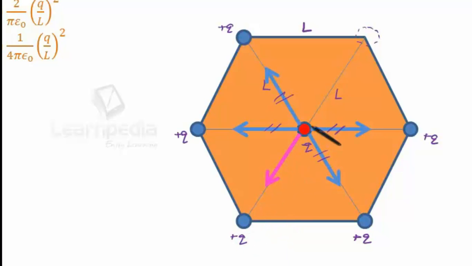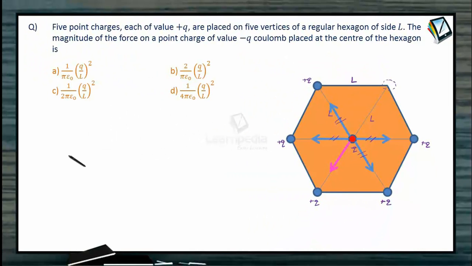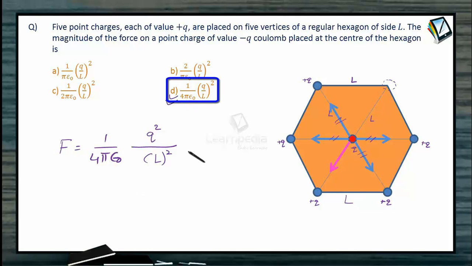So we have to find the force between these two charges only. It's quite a simple question. Force is 1 upon 4 pi epsilon naught into q1 q2. q1 q2 will become q square, divided by the square of the distance. The distance is L, as we know that from the center each corner is at a distance L, which is also the side of the hexagon. So this is the answer. Option D has to be the correct option for this question.